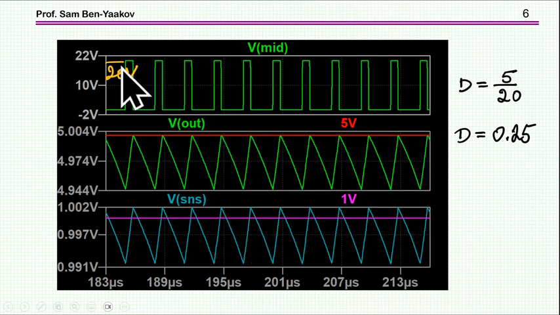Here, the input is 20 volt. This is the midpoint. The output is 5 volts, so we are talking about a duty cycle of 0.25. This is generated by the time it takes, again, for this ramp from here to go up to here and to stabilize the output to about 5 volt at the peak.